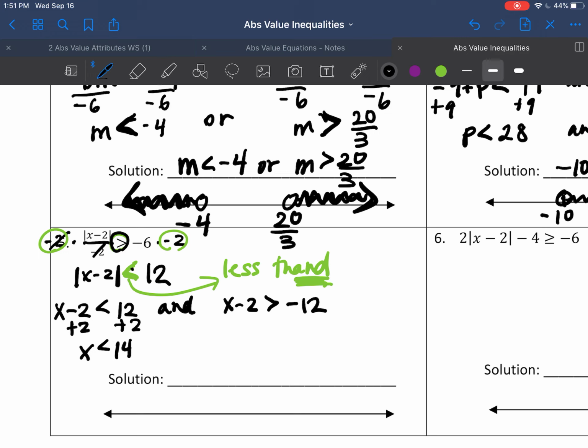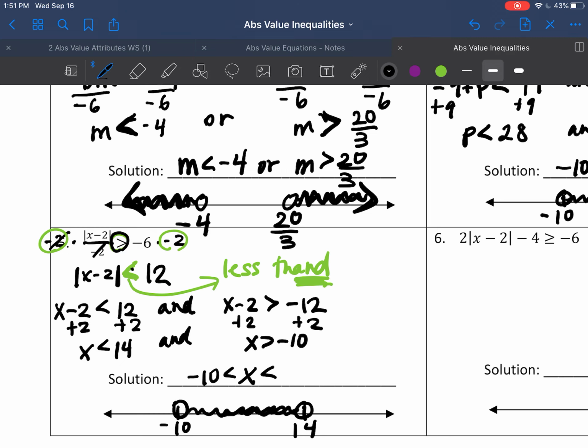Now we're back to Algebra 1 territory. No more flips necessary. Okay, and so this is an and, so I should end up with one interval of shaded numbers. 14 would go here, negative 10 would go here. We need open circles. It says less than 14, greater than negative 10. Sandwich.